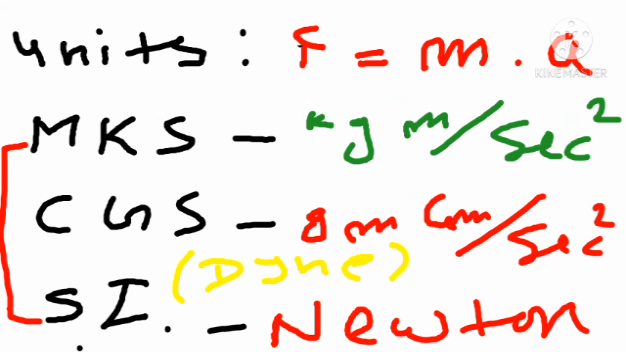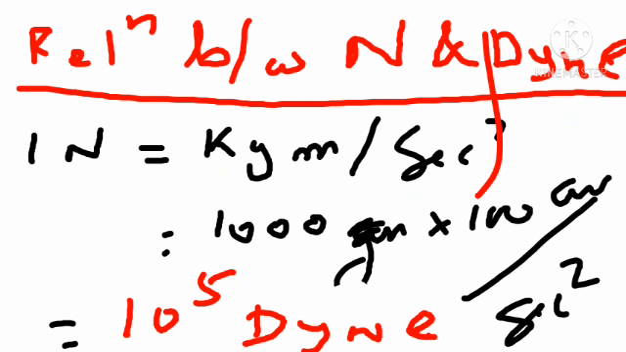Now we will discuss the relation between the units dyne and Newton. As we discussed, 1 Newton means kilogram meter per second square. Now I want to convert this unit into centimeter gram per second square. 1 kg equals 1000 gram. Then multiply by meter, which means 100 centimeter. Centimeter per second square is the same.